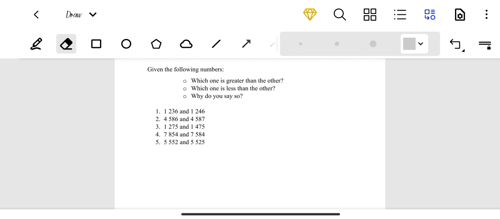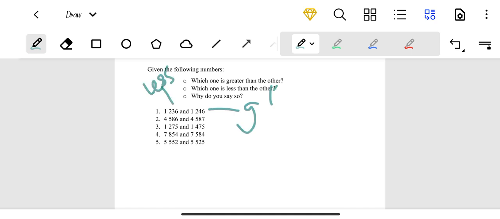So this one is greater, that one is less. How do I write it? 1236 is less than 1246. Jumping to number 2, it is 4586 and 4587.